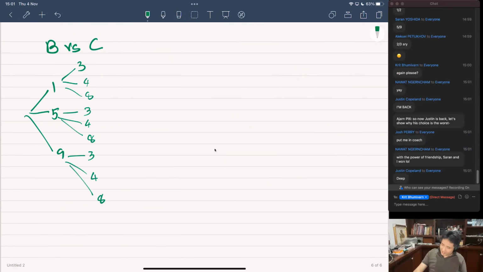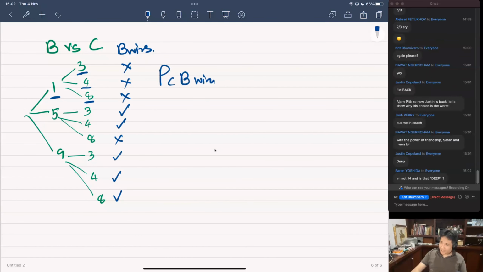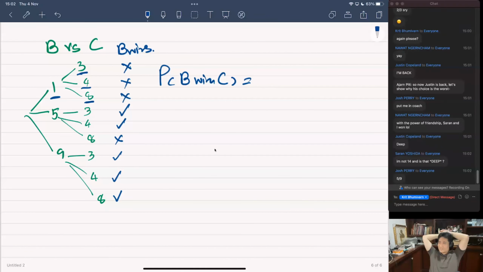Let's count how many of them B wins. This and that, no, B loses. This and that, B loses. This and that, B also loses. Then win, win, lose. And then win, win, win. So what is the probability that B wins against C? It's also 5/9.